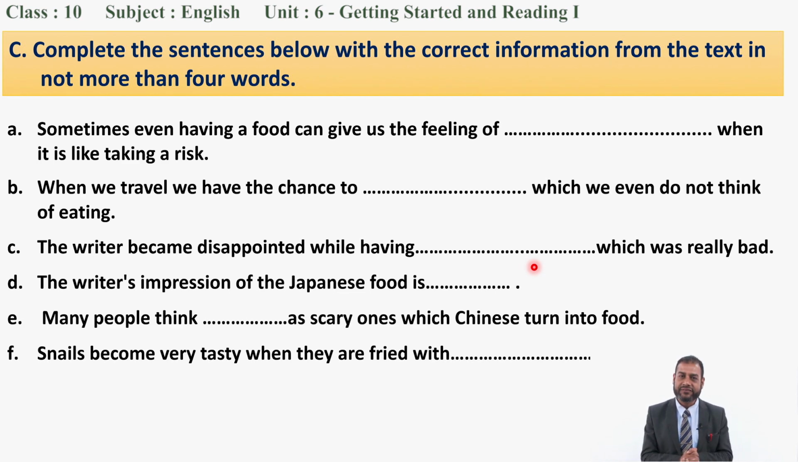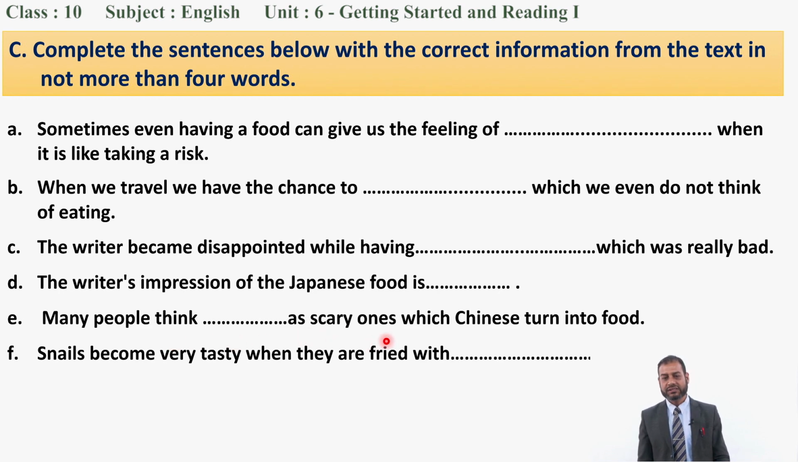I hope you might have finished C. Now D. The writer's impression of the Japanese food is... Now you have to go to Shiokara, Japan, okay? The subheading Shiokara, Japan, you can find this information there in your textbook. So, have you found it? Okay, then complete it.